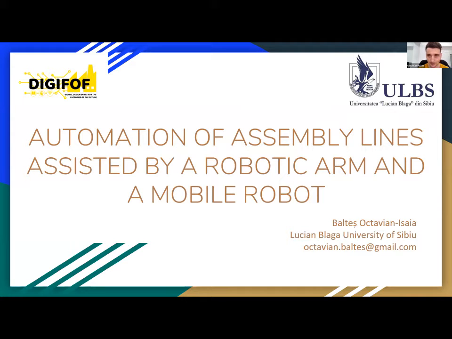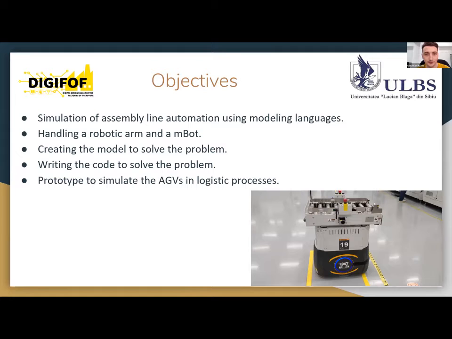This was my bachelor project: the automation of assembly lines assisted by a robotic arm and a mobile robot. Okay, so let's get started. The objectives of this project are the simulation of line automation using modeling languages, handling the robotic arm and the mBot, creating the model to solve the problem, writing the code to solve these challenges, and a prototype to simulate the AGVs in logistic processes.